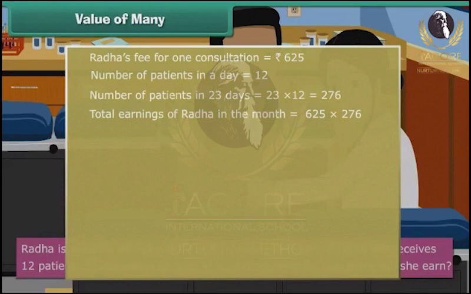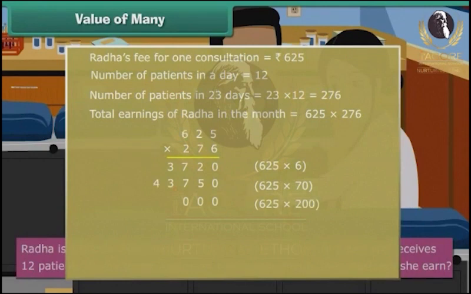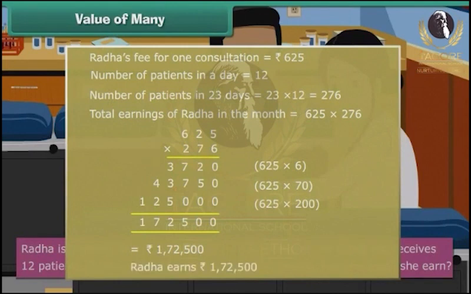625 into 276. Let us learn another technique of multiplication. First, we multiply 625 by 6. Then we multiply 625 by 70. Finally, we multiply 625 by 200. We add the 3 products to get 1,72,500 rupees. Therefore, Radha earns 1,72,500 rupees.